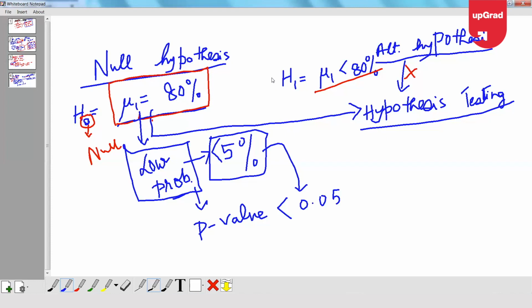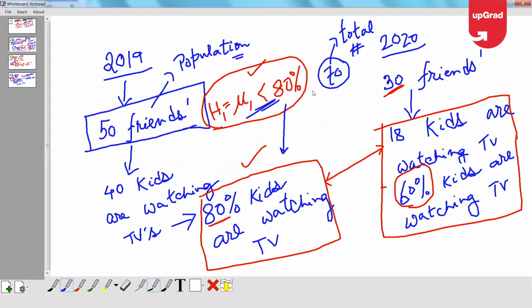Now, why are we doing this test? As I have mentioned before, because I have not visited everyone, else I could have passed a judgment. Here I am not able to pass a judgment because I have not visited everyone. I have only visited 30 people. Now the question which comes is, is this number 30 and this 18, 18 out of 30 kids watching, enough to make an inference?